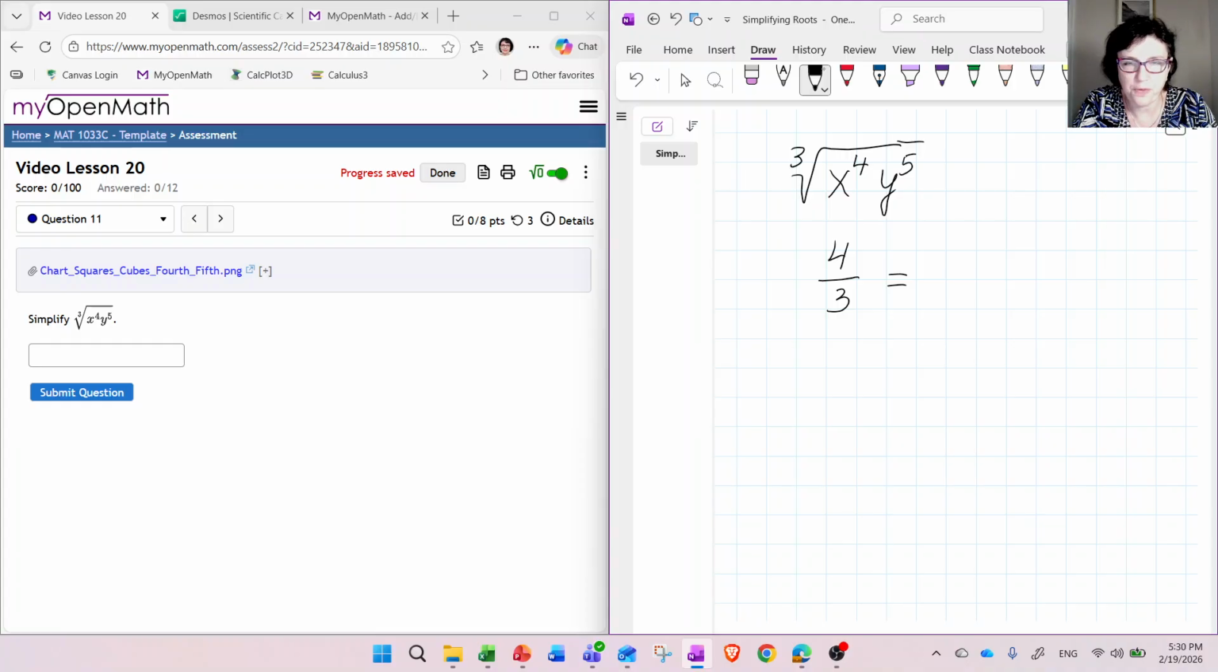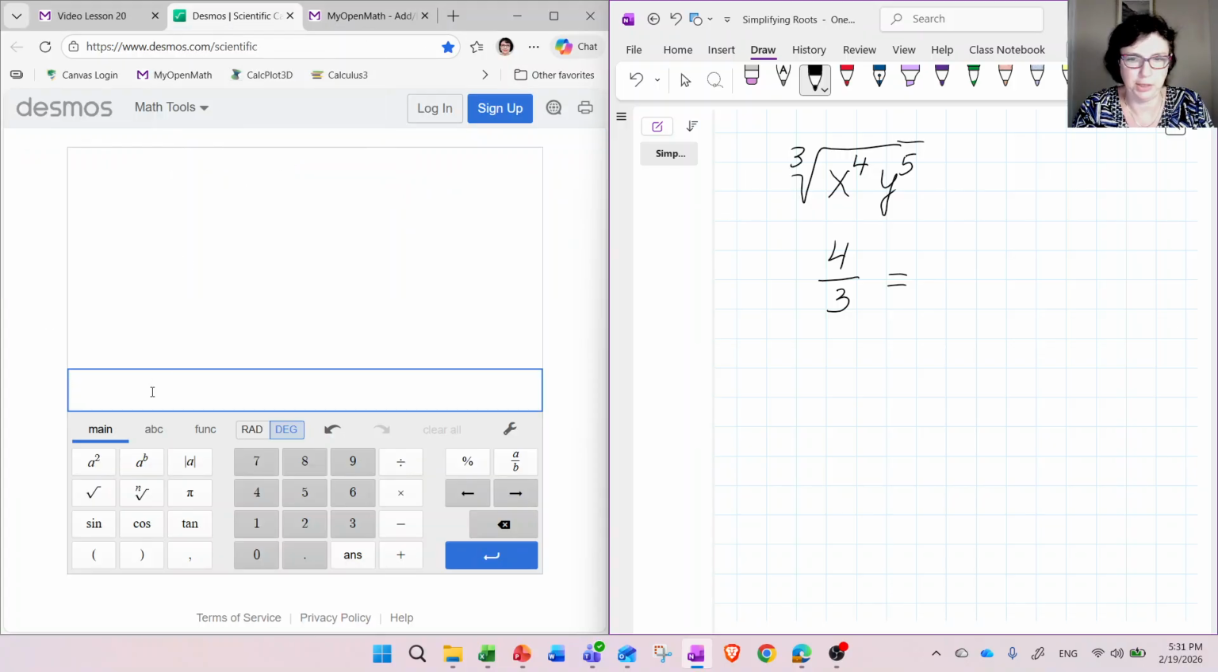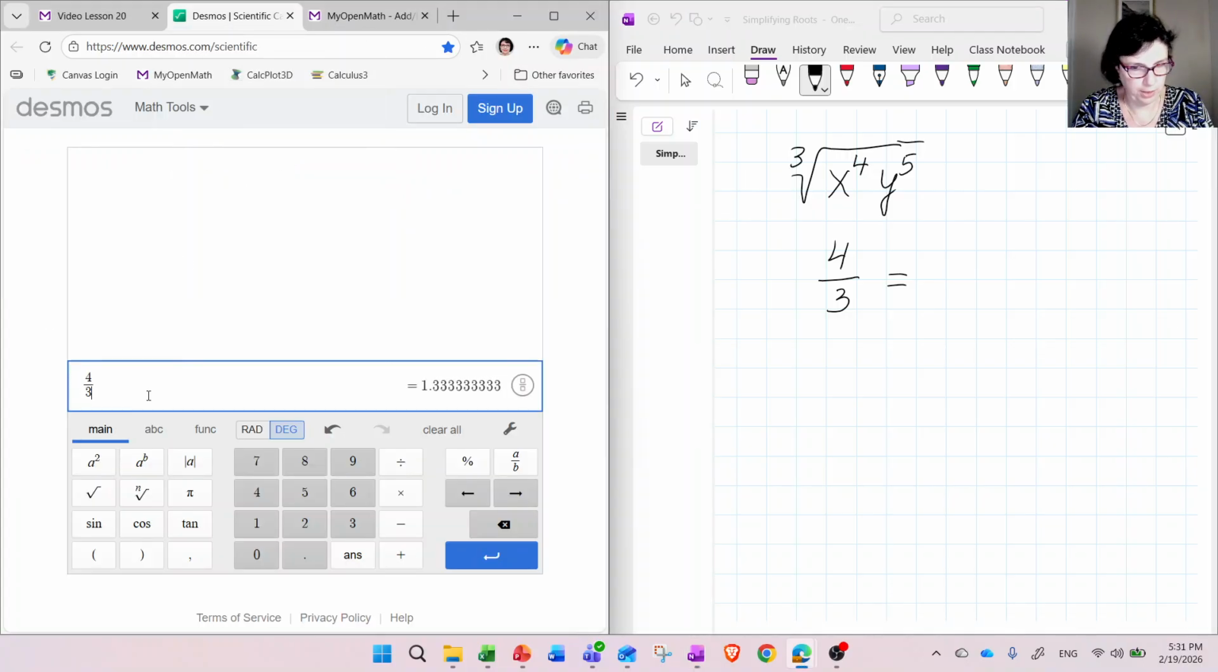This is called an improper fraction. You want to convert it to a mixed fraction, which means you have to have a whole part and a fractional part. Let me show you how to do that in the Desmos scientific calculator. You're going to type 4/3. That gives you 1 point something.